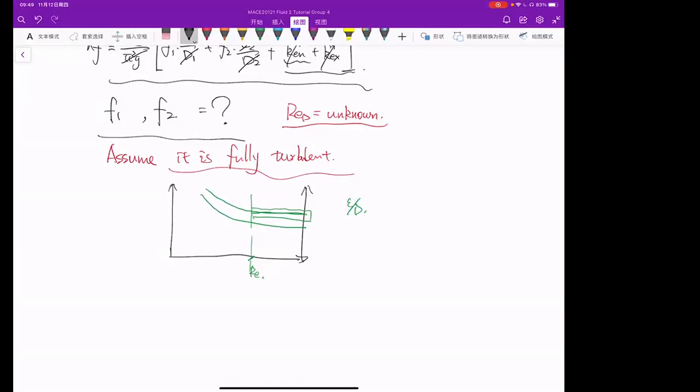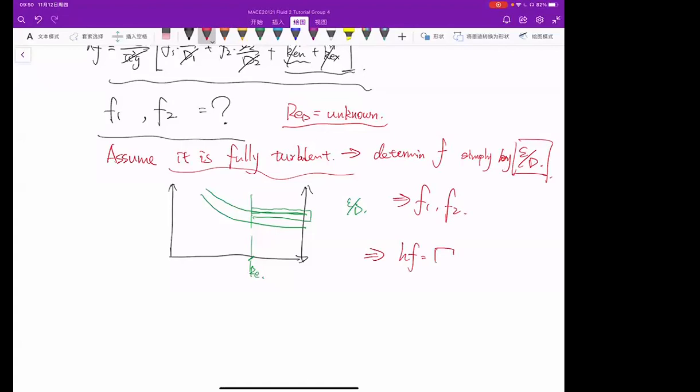So then this will allow you to determine the friction factor simply by epsilon over D. This is something you know in this problem. So you could then have F1 and F2, and then you could have your HF as a constant times Q squared. I just noted the question. I will go through it after I finish this part.